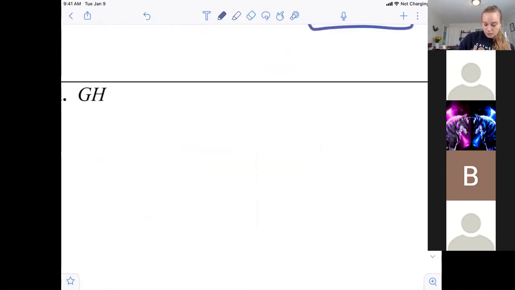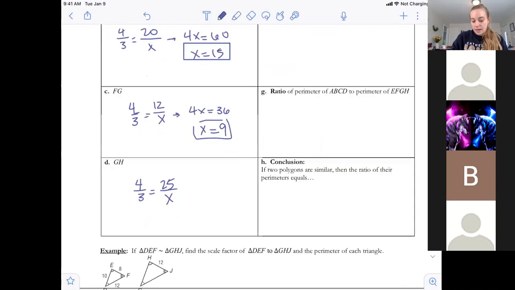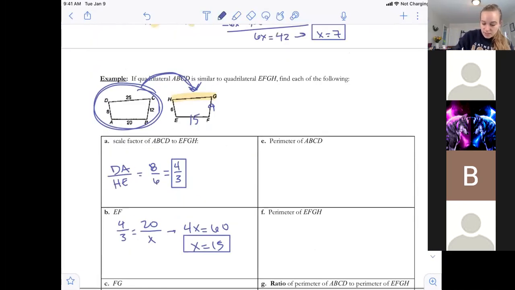Four over 3 equals what over X? 25. Thank you, Ella. 25. Very good. The last side, right? I hope that we just thought that was too easy. It didn't warrant an answer. The hard thing about this is there's not a lot of work for me to show.